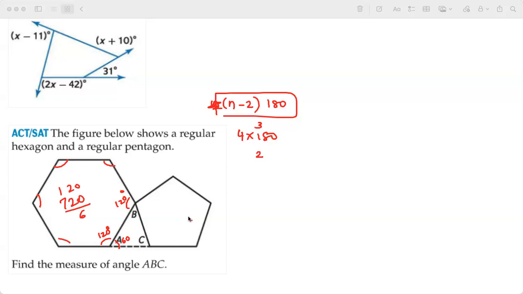However, this side it's a pentagon. Pentagon means 5 minus 2. N minus 2 times 180, right? Divide by 5. That will be each angle, right?